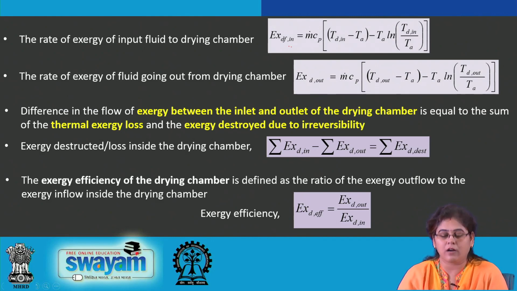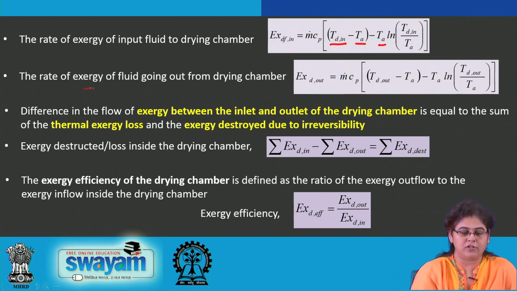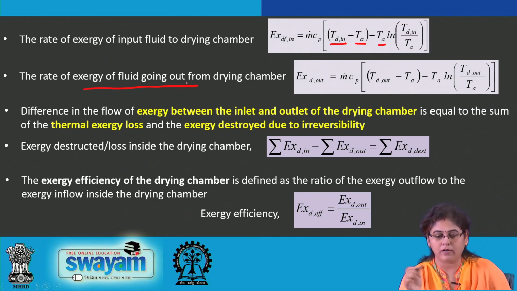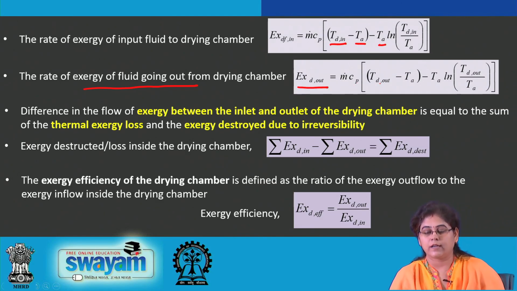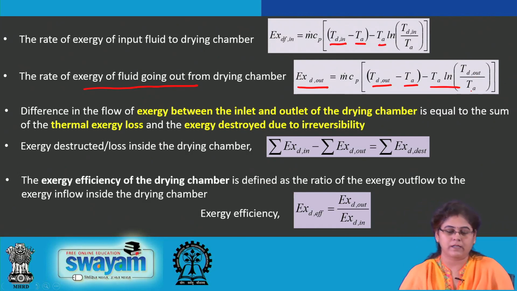So, the exergy of the fluid that is moving into the drying chamber is represented as mCp (Td in minus Ta) minus Ta ln of Td in by Ta, where Td in is the drying chamber temperature at the inlet and Ta is the ambient air temperature. And the rate of exergy of fluid going out from the drying chamber, designated as exergy out from the drying chamber, is equal to mCp (Td out minus Ta) minus Ta ln of Td out by Ta.